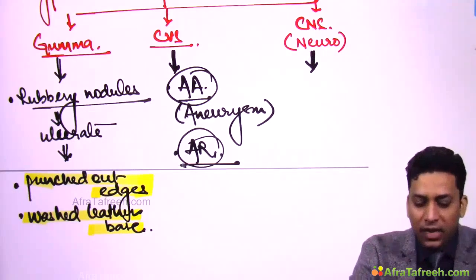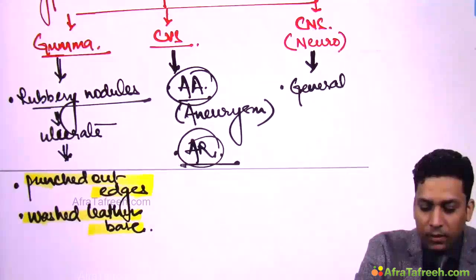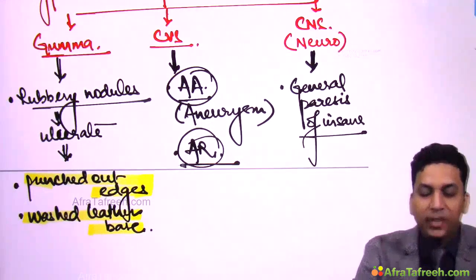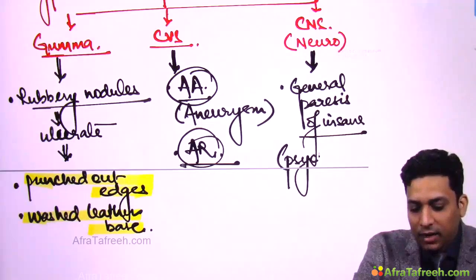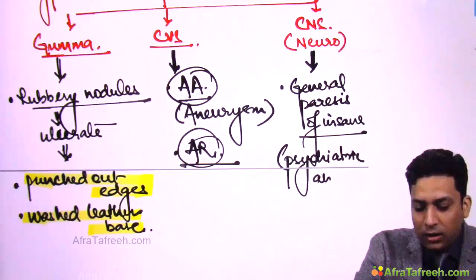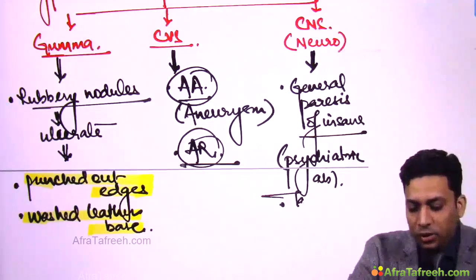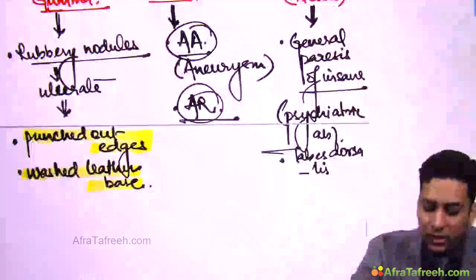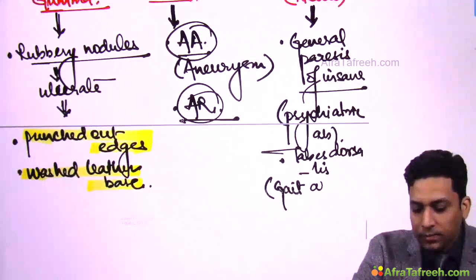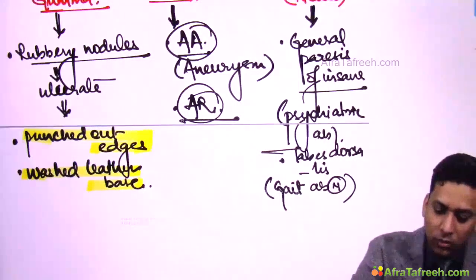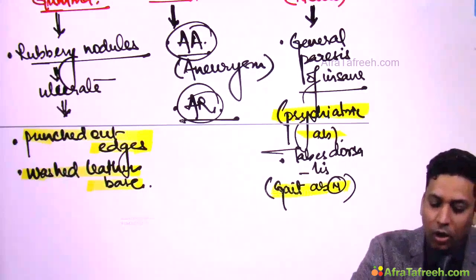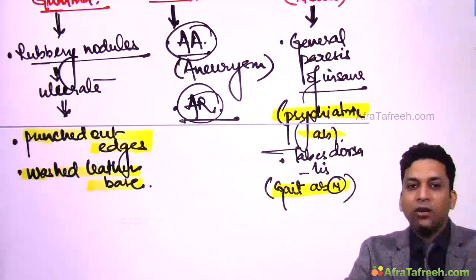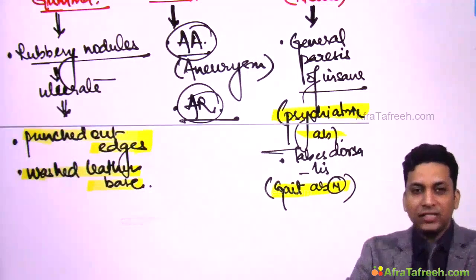Similarly, CNS involvement occurs, and then the patient presents with general paresis of the insane. That is, the patient is going insane, developing psychiatric abnormalities, and also develops tabes dorsalis. You might have read in medicine about tabes dorsalis, that is, the patient develops gait abnormalities. So once this question was asked, that a patient had a history of contact many years back, and is now developing gait abnormality along with psychiatric abnormality. So the diagnosis is neurosyphilis, that is, involvement of CNS has occurred.